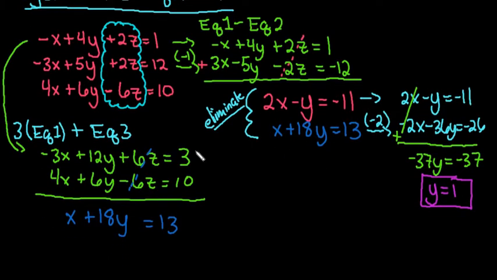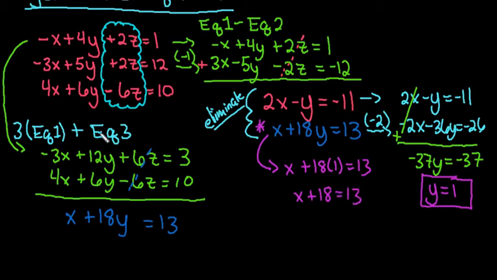With this, I'm going to choose to use this equation only because x is already by itself. So I'm going to plug 1 in for y. I would take x plus 18 times 1 equals 13. So we really have x plus 18 equals 13, and we have a very simple equation to solve here. So if I subtract the 18 from both sides, x equals negative 5. So now we have 2 of our 3 answers.